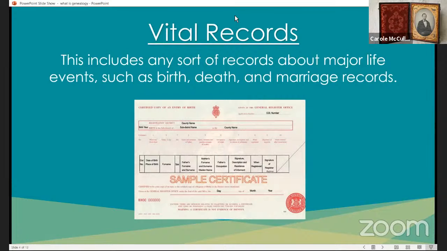The next term to understand is vital records. When we are researching for our ancestors, we're mostly looking for records about major life events such as birth, death, and marriage records. You'll often hear them referred to as BDM: birth, death, and marriage.